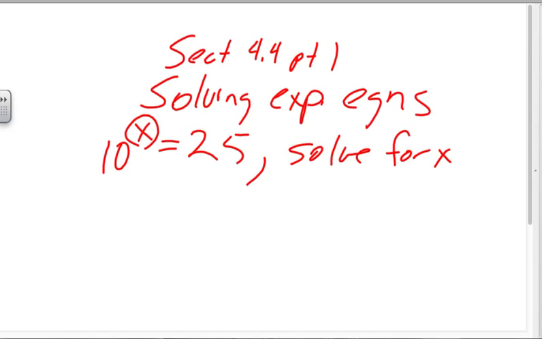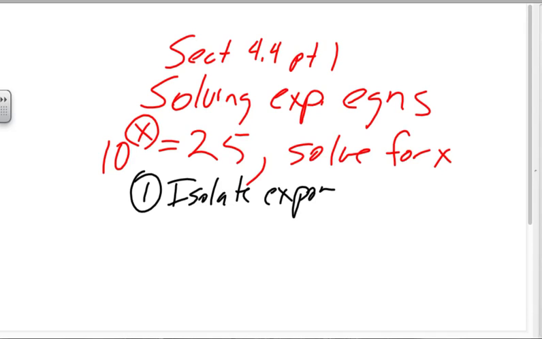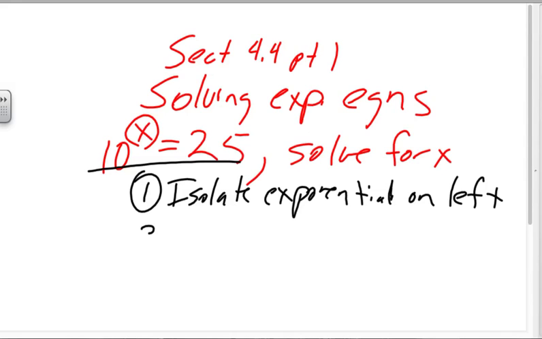So let's go in and take a look at the steps we're going to use. Step one is to isolate the exponential on the left, which is the way they gave it to us. All we want on the left side is just the exponential term. Everything else we want to put on the right side. Step number two then is take the logarithm.